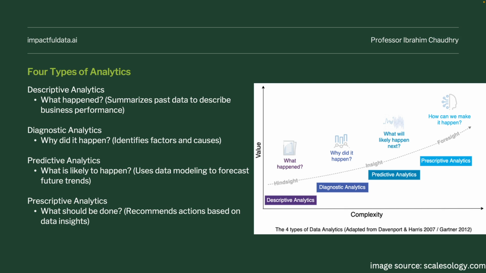The next level up is predictive analytics. What is likely to happen? So you use that historic data, you leverage data models, and you try to forecast future trends. This helps you figure out where you need to deploy capital and resources to really capture additional demand in areas where you think that there's going to be additional demand based on past data.